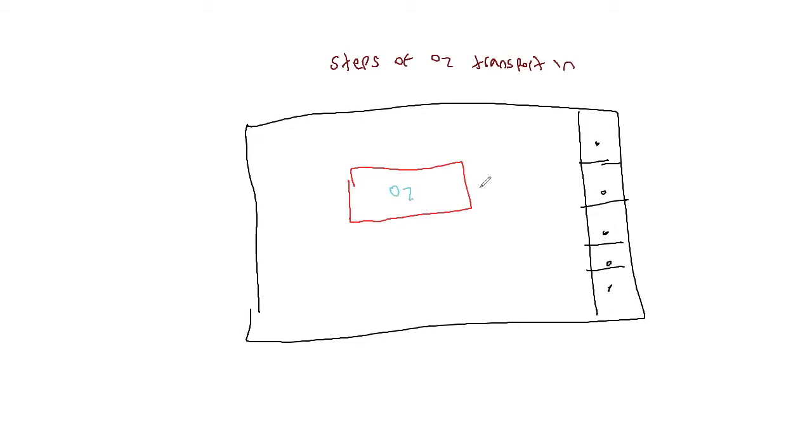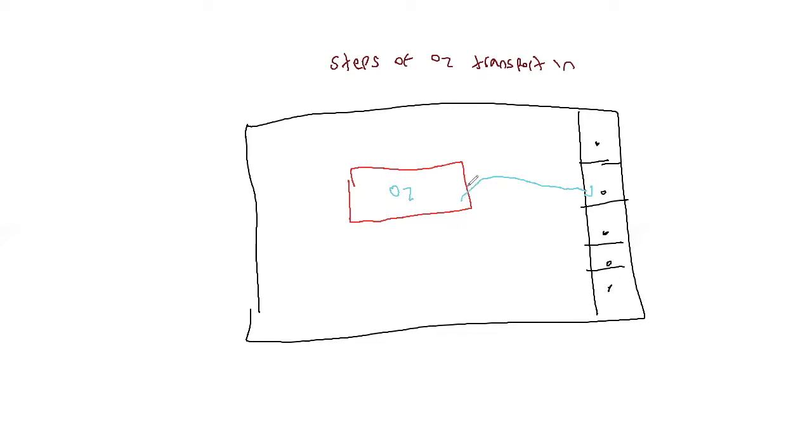And what's going to happen is that as it passes through the blood and toward the body cells, oxygen is going to disassociate from the red blood cell. It's going to go into the body cell. Yep, that's it. Pretty easy.